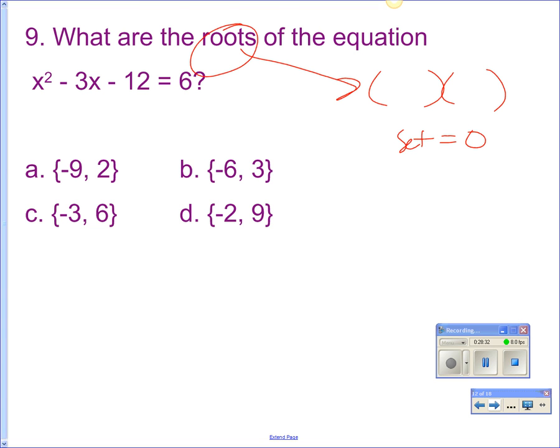Equal to 6. The first thing I have to do is put this 6 over here and make it negative. I want to have 3 parts. I can't have more than that. Okay? All right, you pick your pencils up. All right, so this is going to be x squared minus 3x. What's negative 12 and negative 6? So write this down, please. The first thing you have to do is move the 6.